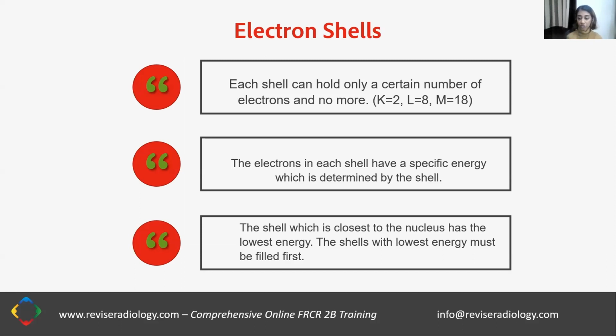The electrons in each shell have a specific energy which is determined by the shell. So all the electrons in the K shell have the same energy, all the electrons in the L shell have the same energy, and all the electrons in the M shell have the same energy. The shell closest to the nucleus has the lowest energy. The shells with lowest energy must be filled first. Because the electron in the K shell is the most strongly bound to the nucleus, the electron itself has the lowest energy. It cannot leave the nucleus easily. So that is the concept.